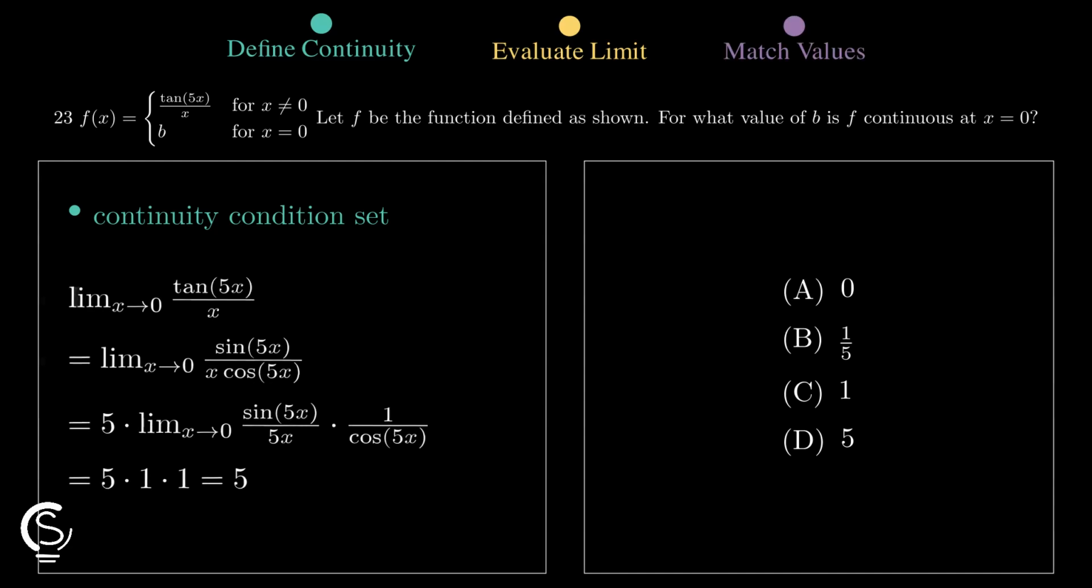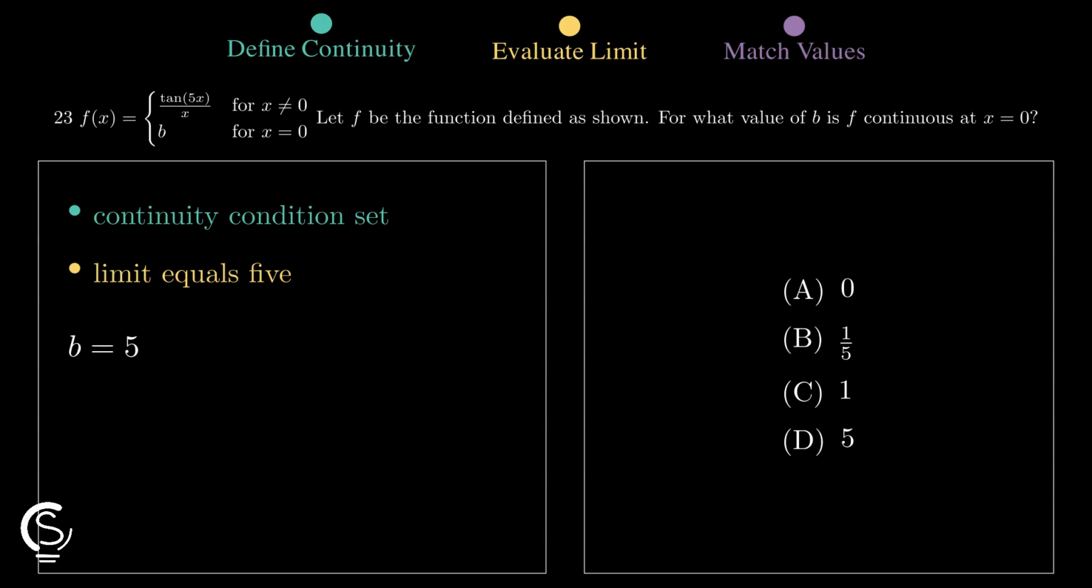Since the limit is 5 and the function value at 0 is b, we must set b equal to 5 to satisfy the condition for continuity. That makes d correct.